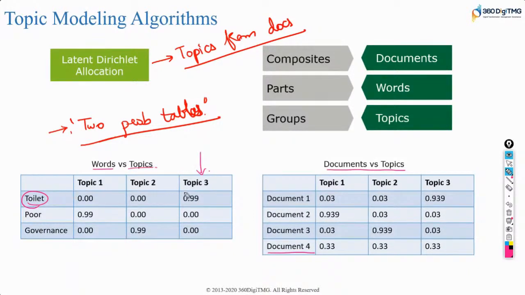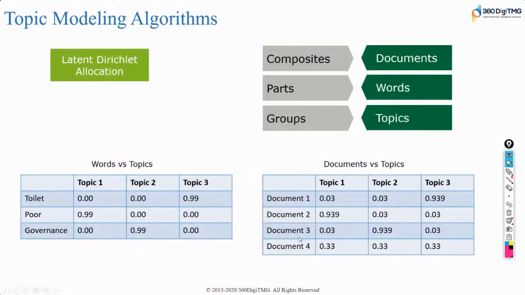Now, LDA is all about coming up with these 2 probability tables in order to extract the meaningful topics from the data. So it maintains 2 probability tables, one is words versus topics, and another is documents versus topics. Why? Because at the end of the day, you want to extract, given the document, meaningful topics.